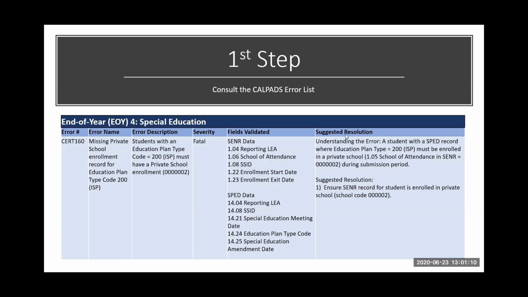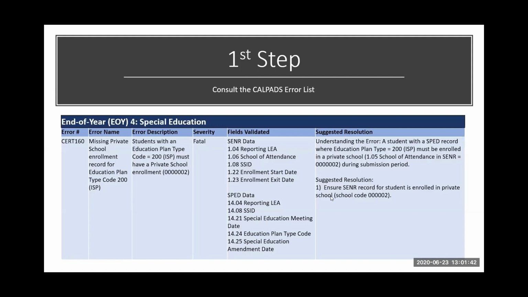CALPADS would tell us what's expected in the understanding the error portion. A student with a special education record where the program type is 200 ISP must be enrolled in a private school during the submission period, right? This doesn't seem like it's conditional. It says must. And then a suggested resolution. Ensure that the student enrollment record for the student is enrolled in a private school.